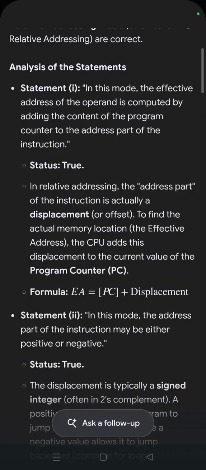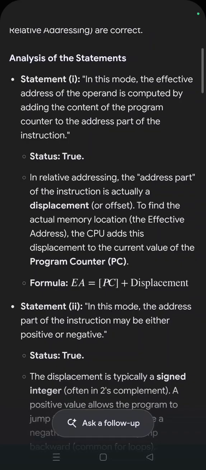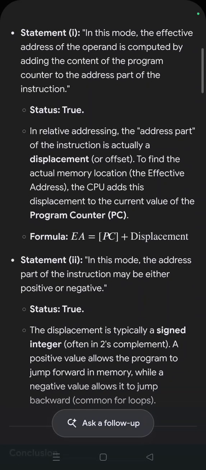Status: true. In relative addressing, the address part of the instruction is actually a displacement or offset. To find the actual memory location, the effective address, the CPU adds this displacement to the current value of the program counter, PC. Formula: EA = PC + displacement.